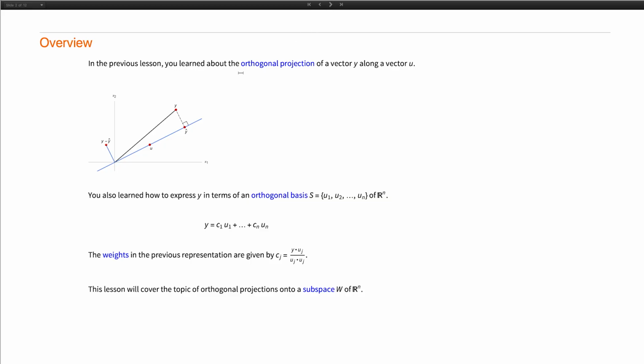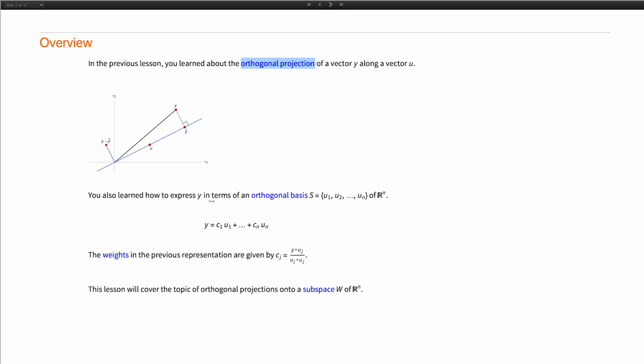In the last lesson, we talked about the orthogonal projection of a vector y along the direction of a vector u. So that's a vector y over here, that's u, and you want to project y along u, so you kind of drop a perpendicular over here, and then of course you get a kind of residual vector over here, which is perpendicular to u itself.